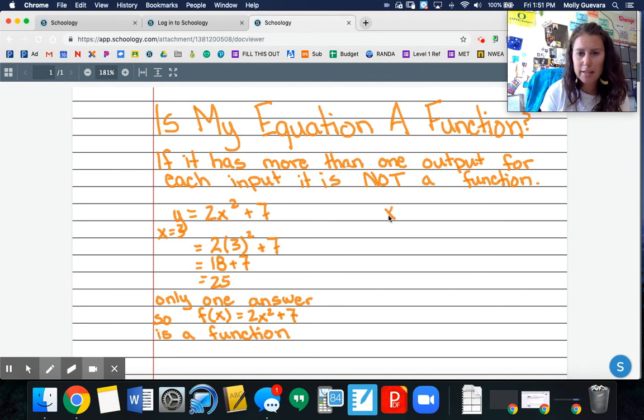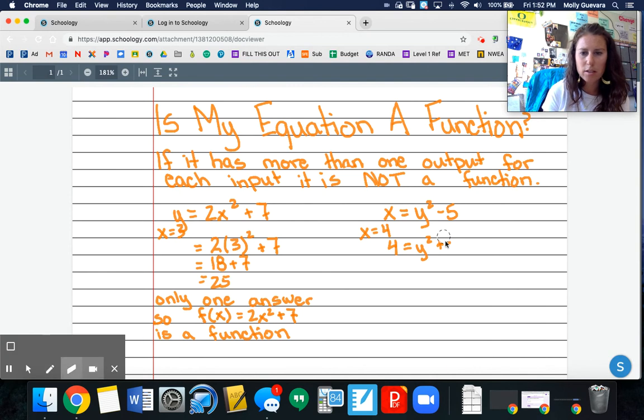Let's do x equals y squared minus 5, let's say. And let's do x equals 4. So I plug in 4. We have 4 equals y squared plus 5. Oh, sorry, minus 5. Add 5 to the other side, so I get 9 equals y squared.